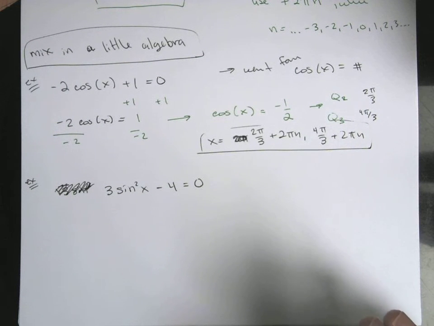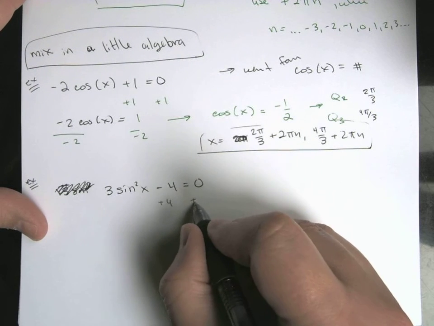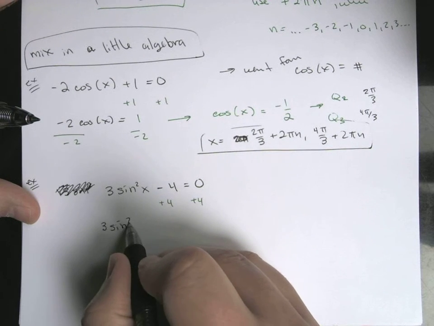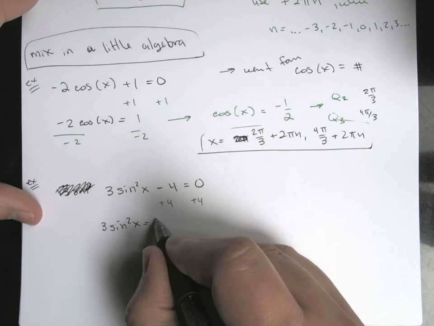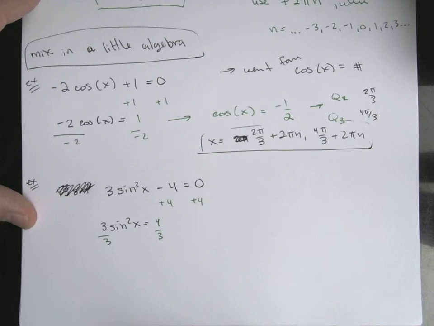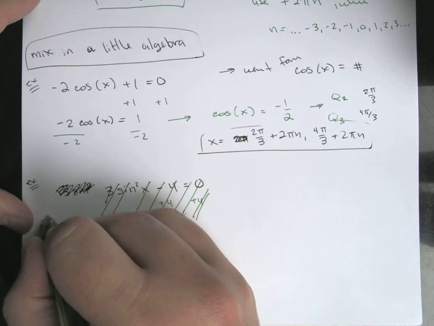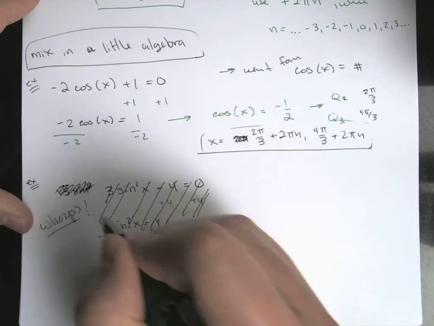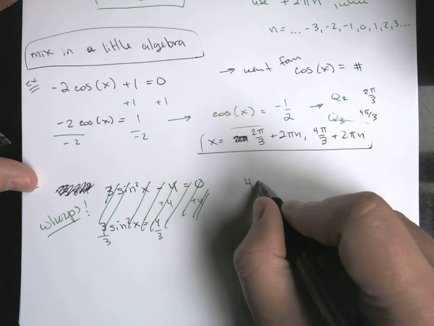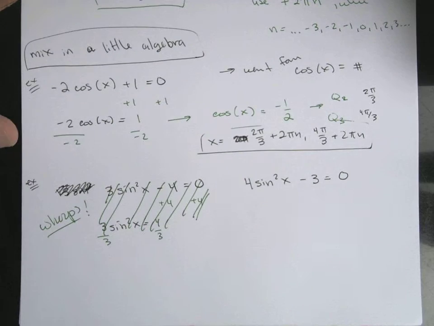I still need to get just down to one sine of x. So we're going to add this 4 over, right? So that's 3 times sine squared is positive 4. Divide by the 3. Oh, whoops, my bad. I messed this up. 3 stars for you if you can figure out what my error was. I want to flip the roles here of the 4 and the 3.